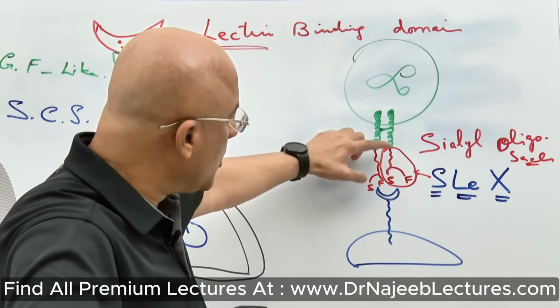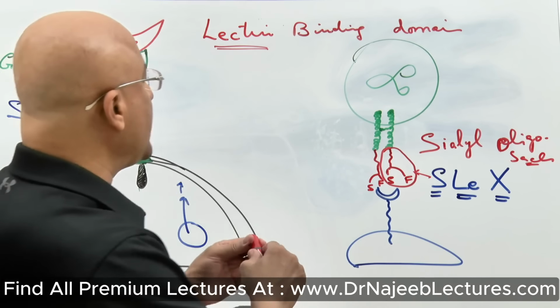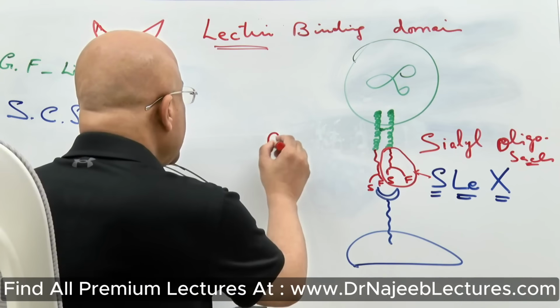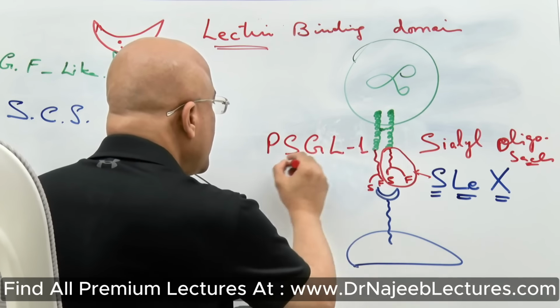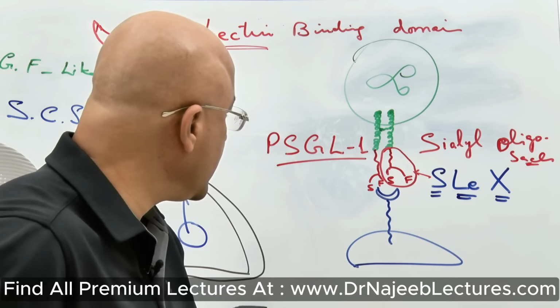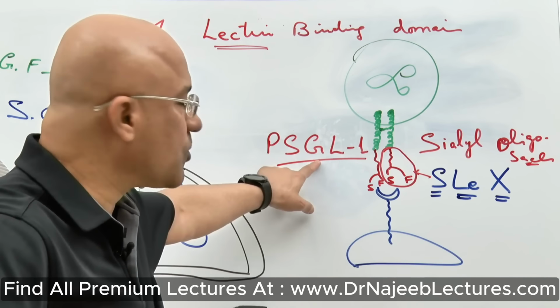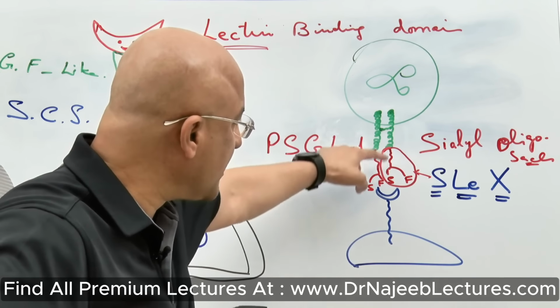And this molecule, for p-selectin, is given another name: p-selectin glycoprotein ligand 1, PSGL1. P-selectin, yes, what is it? Glycoprotein. It binds with the p-selectin, right?